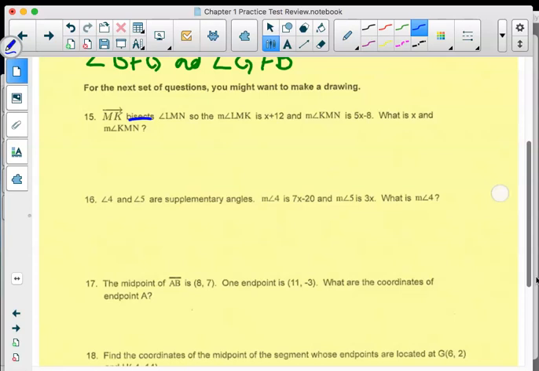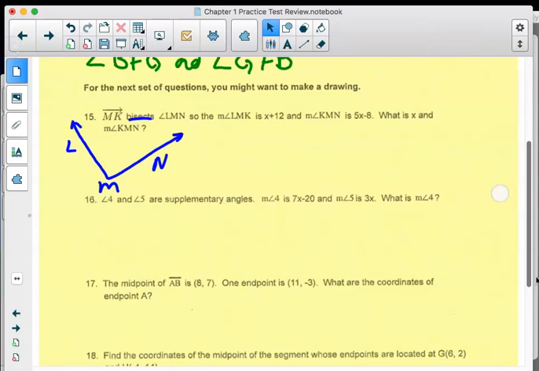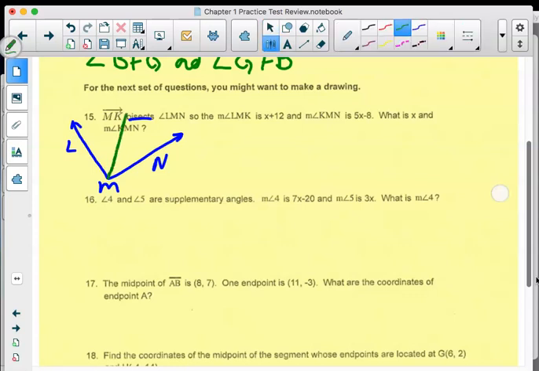Now, let's draw a picture. I have angle LMN. This is just a sketch. I have no idea if this is actually the angle, but it's going to help me answer my question. I have a bisector to this, MK, Ray MK. I know that this has cut this angle into two equal parts. The first part, LMK, is x plus 12.